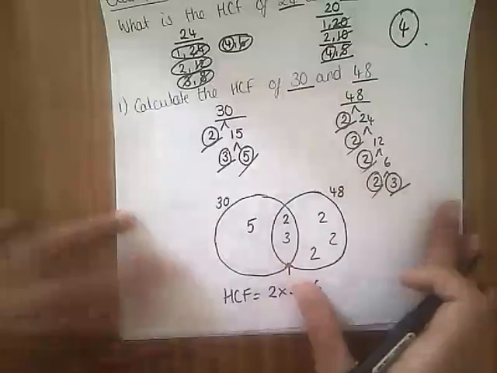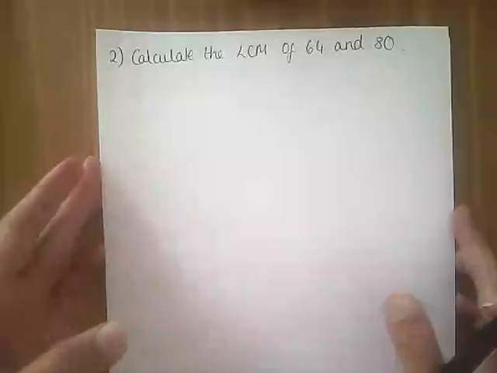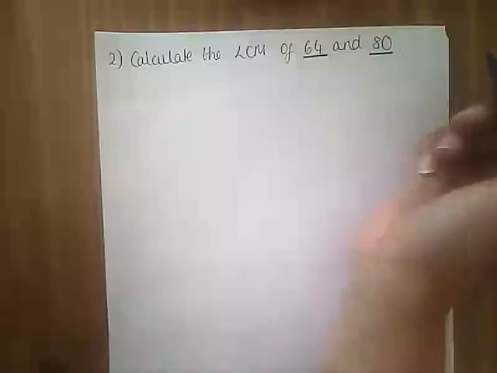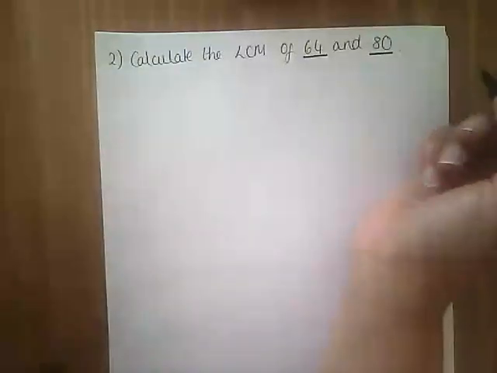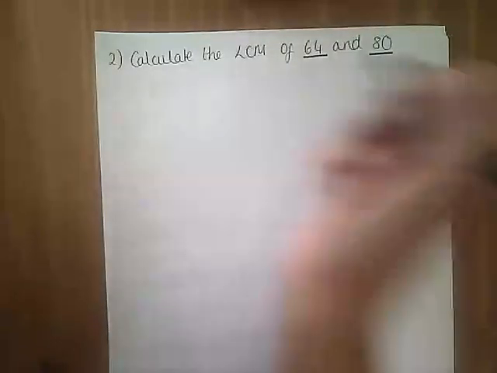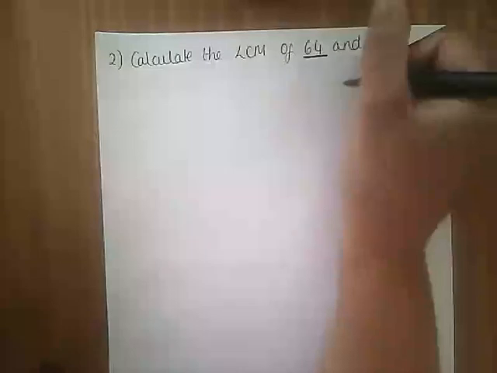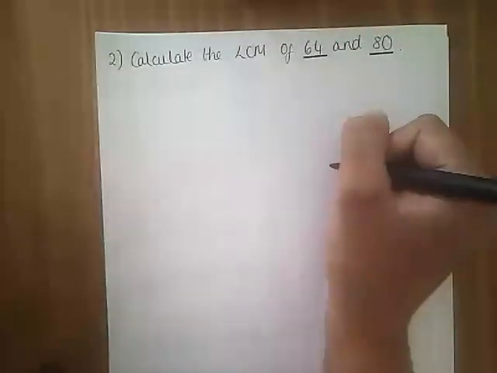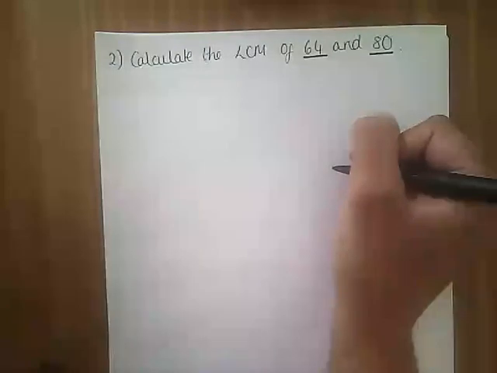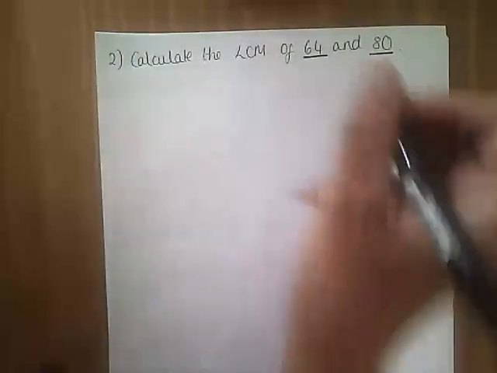We're now going to move on to the LCM. We've been asked to calculate the LCM of 64 and 80, so the lowest common multiple of 64 and 80. It's got to be in the 64 times table and in the 80 times table. You could write out your 64 times table and your 80 times table until you get to a number that is matching, but that could take you some time and you could make mistakes. So the easiest way to do it is to use the method I'm going to use now.